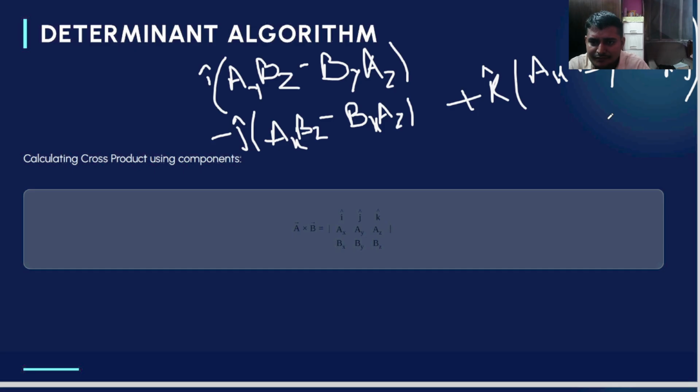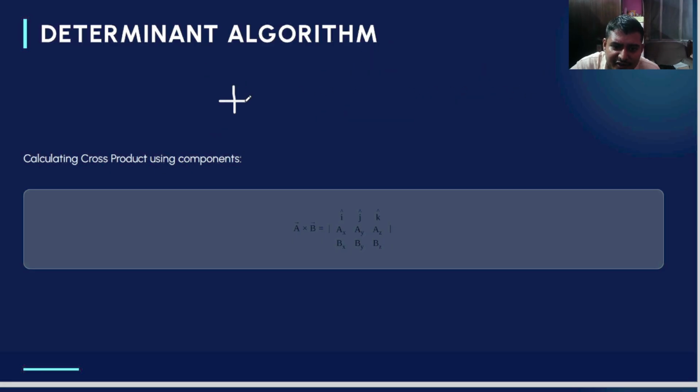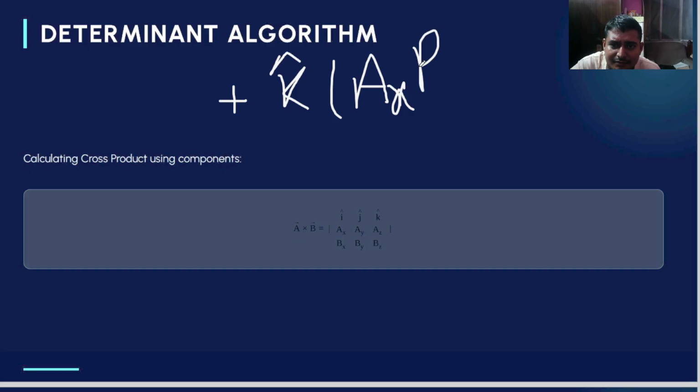This is the way. For k, I am writing the last one only. I have written i and j, you have noticed it over there. I am writing for the k only. ax by minus bx ay.